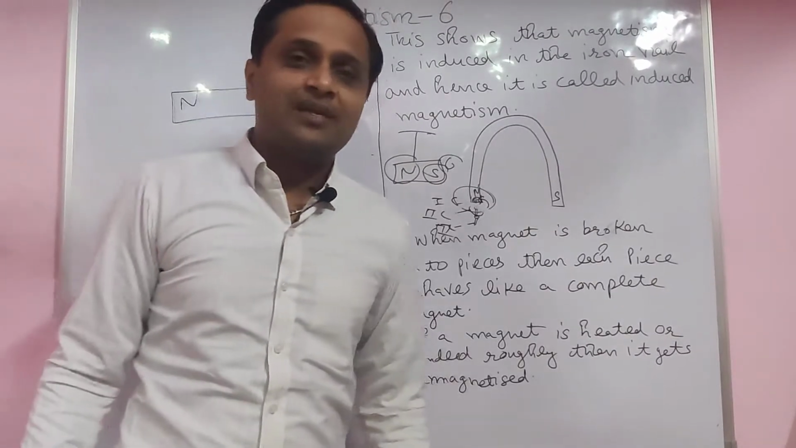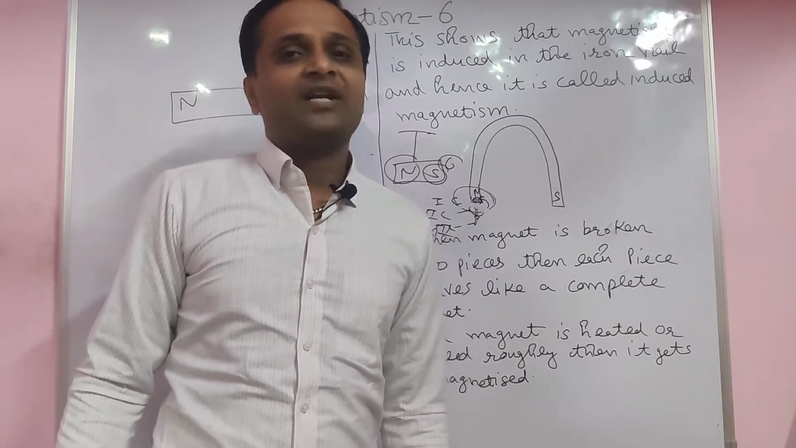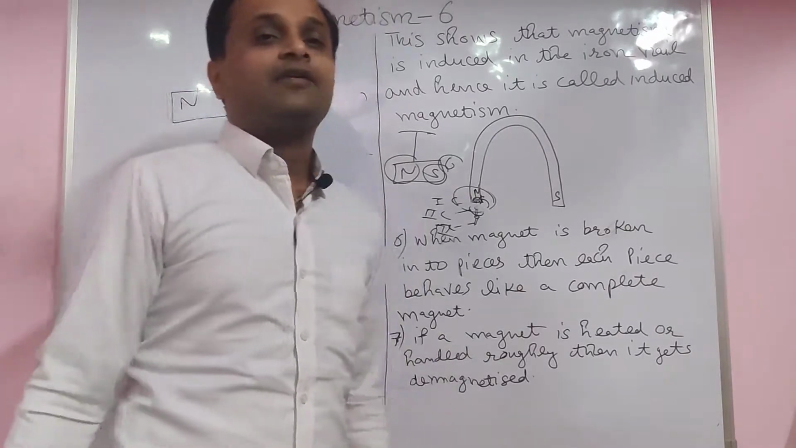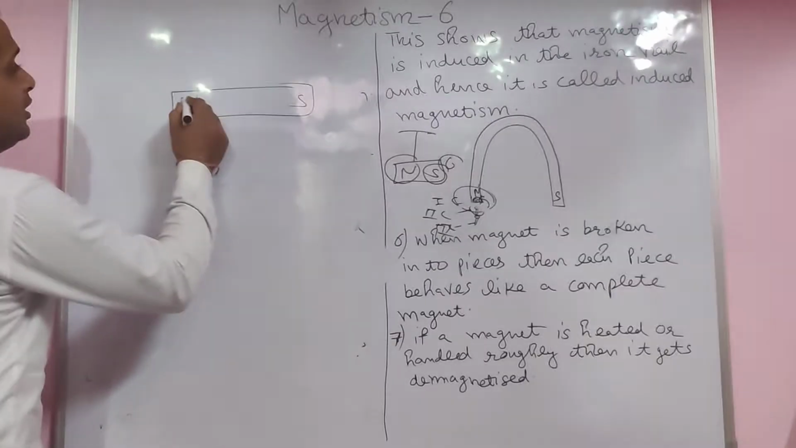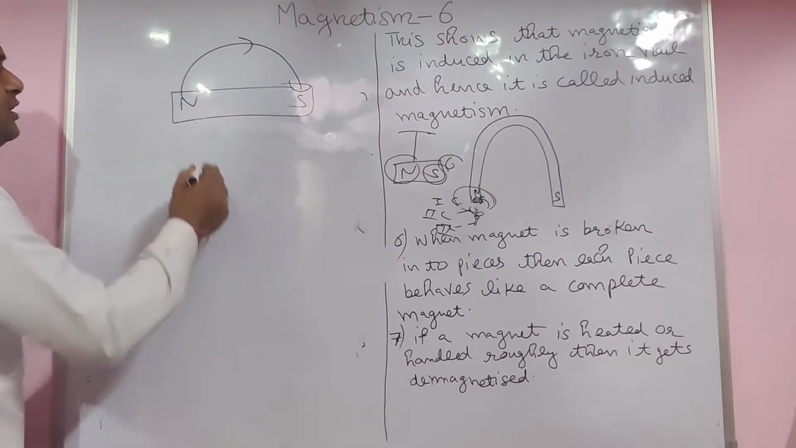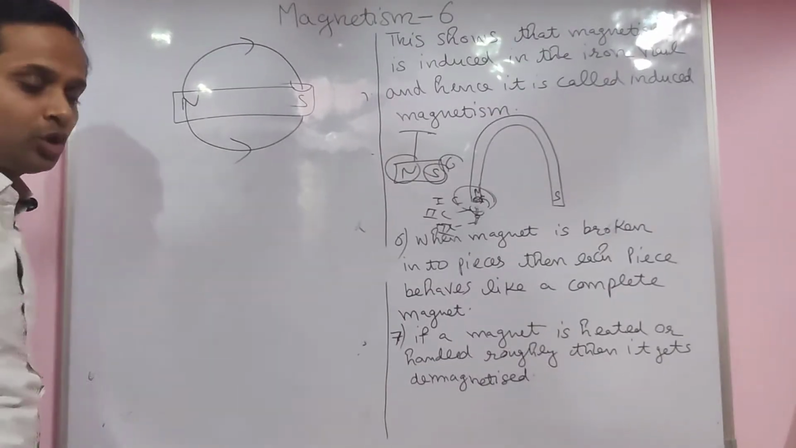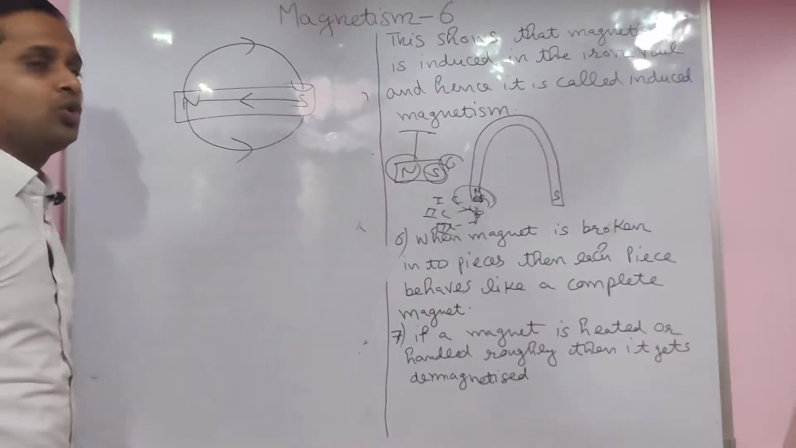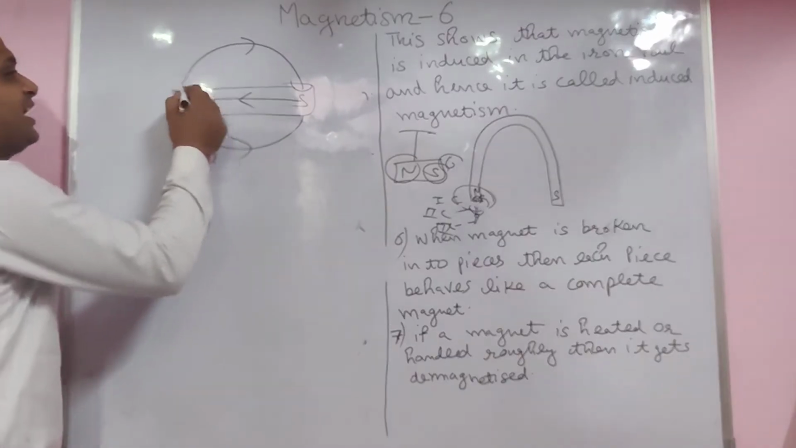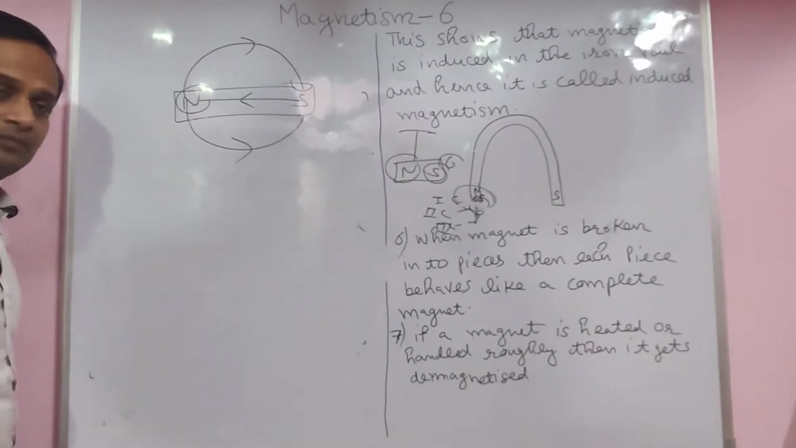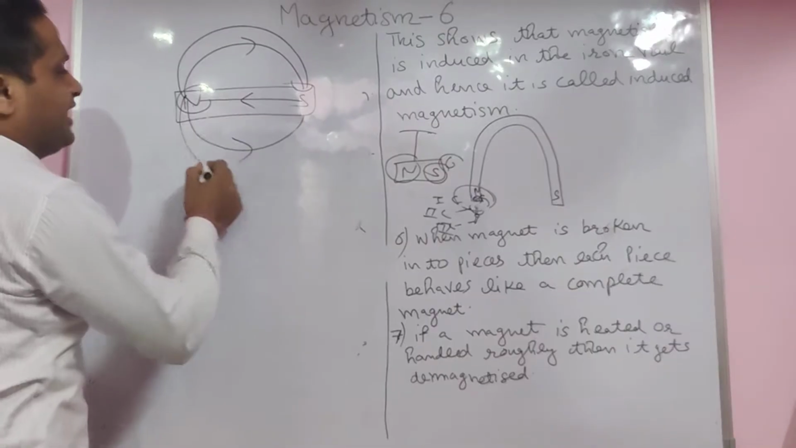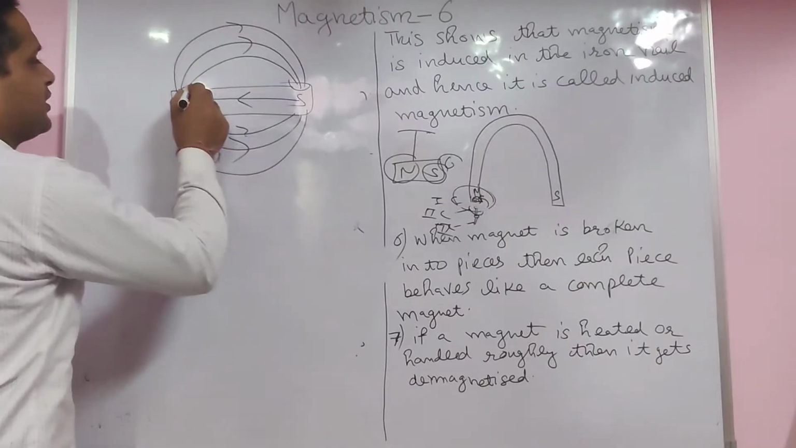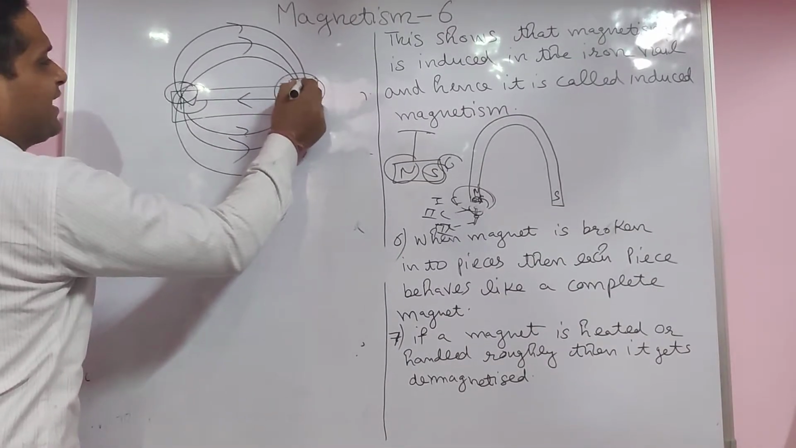This part is not in your syllabus, students. The properties of magnetic lines of force, but for your knowledge, I will tell you now. Magnetic lines of force outside a magnet always move from north to south, and inside from south to north. From there they start the journey and again come back to the same point. Like this. Again, like this.